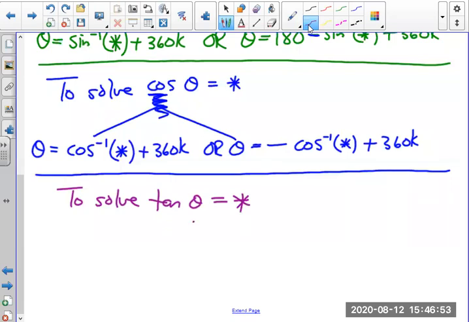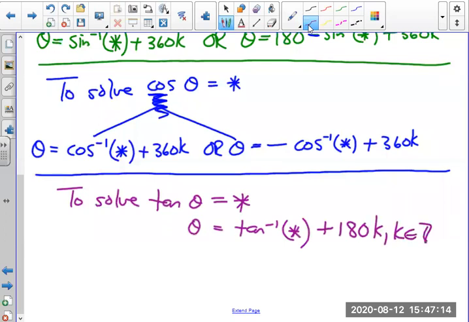You just say theta is equal to shift tan, little star, and you just have to make one solution. You don't have to make two legs, as long as you remember to add 180k, k element of Z, because the tan function has a period of 180.